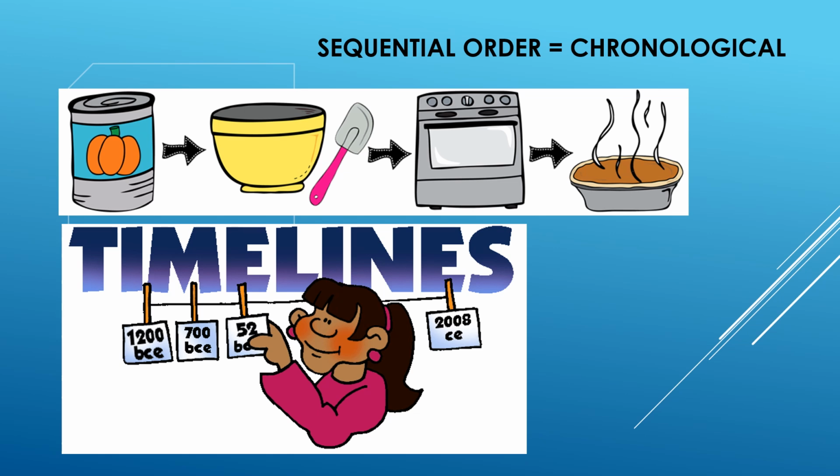The first way you might organize information is sequentially or chronologically. If you're doing a how-to speech, you might have sequential order. If you have a speech that has a timeline to it, you're talking about something through history, that could be chronological organization as well. And so each of those steps or each of those time periods would be a main point.